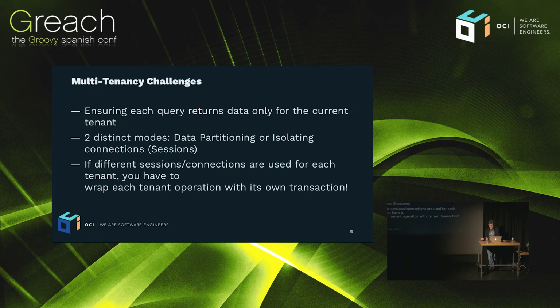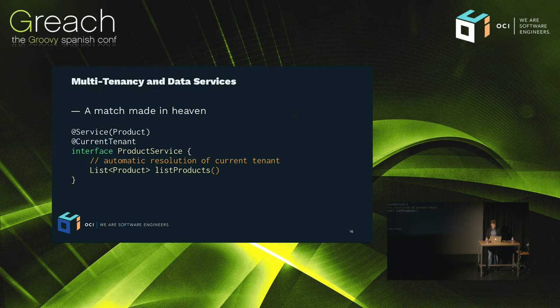So yeah, when isolating connections, different sessions and connections are used for each tenant. And data services are even more important if you're isolating connections, because you essentially have to wrap a different transaction connection around each multi-tenant operation. Each tenant operation has to have its own connection, own isolation, because it's a completely different connection. So GORM Data Services and multi-tenancy are essentially a perfect match.